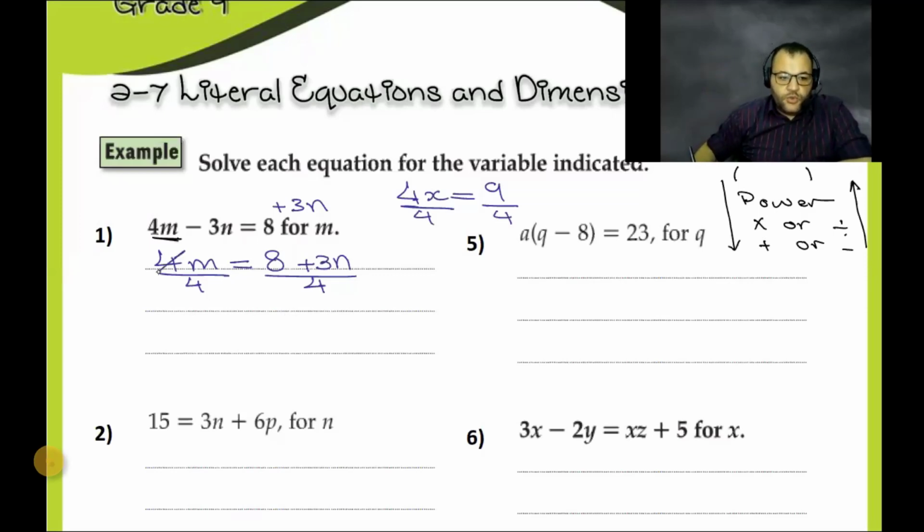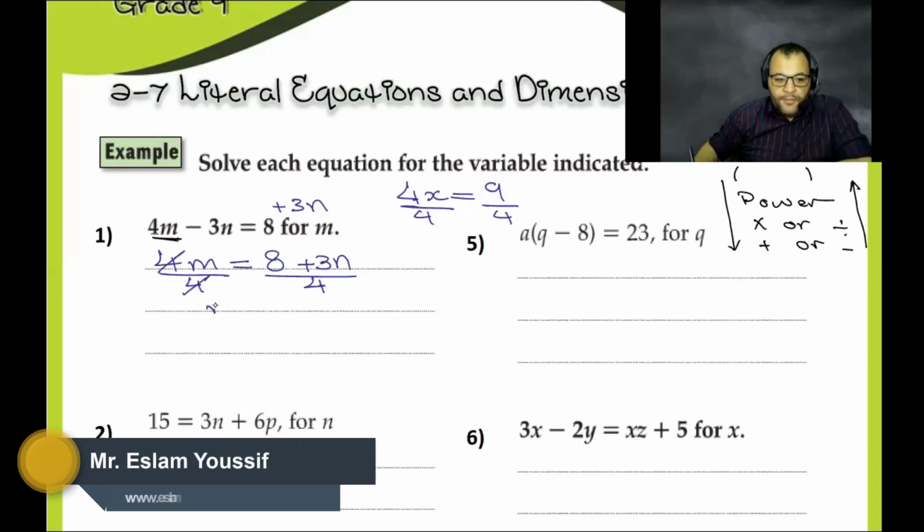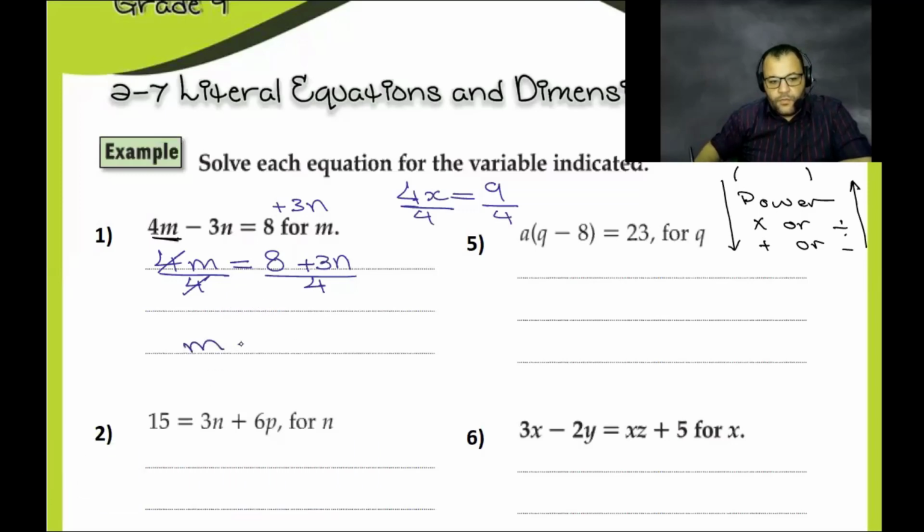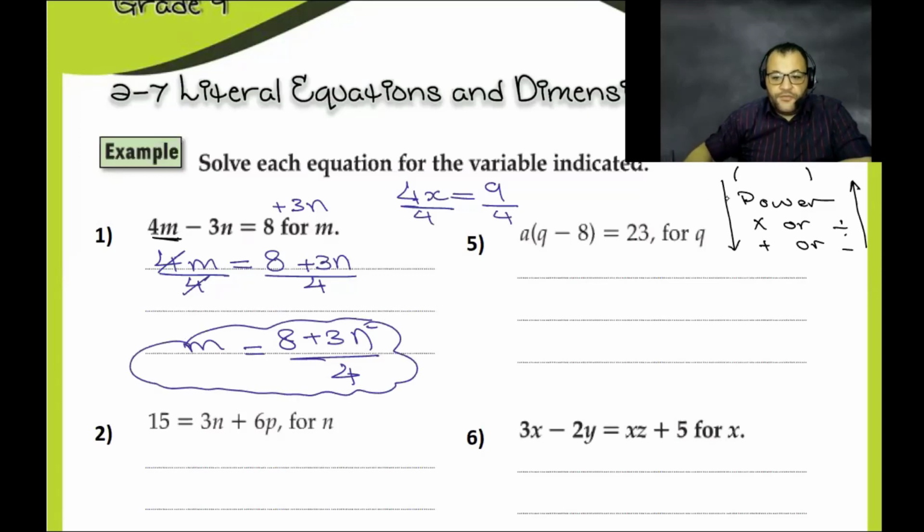So now it will be divided by 4. So m is equal to, what is the value of m? 8 plus 3n over 4. And that is the meaning of solving for n.